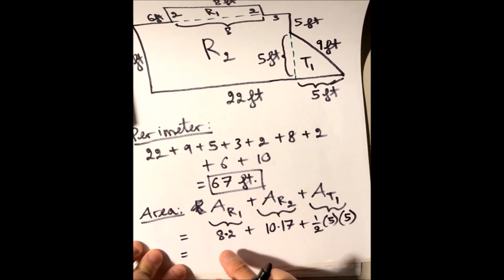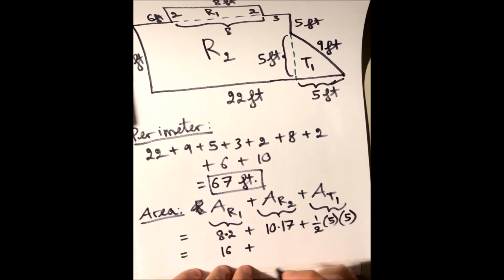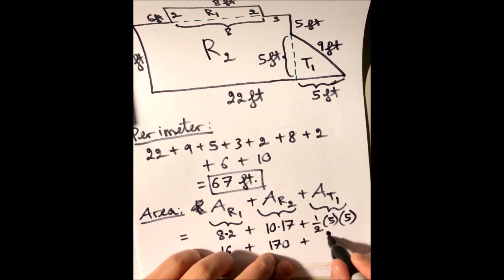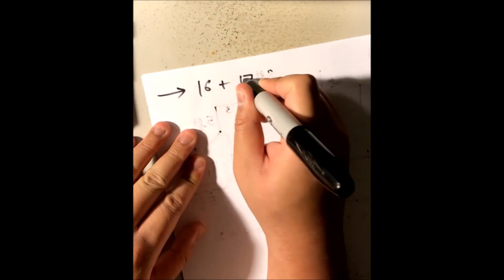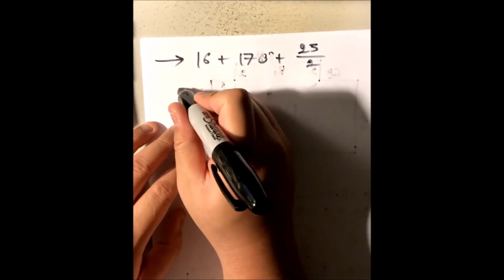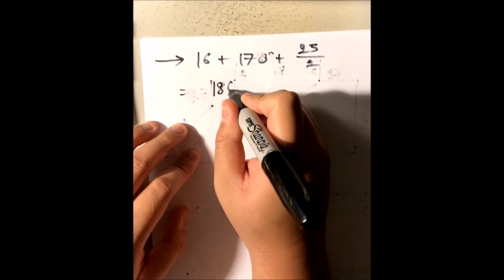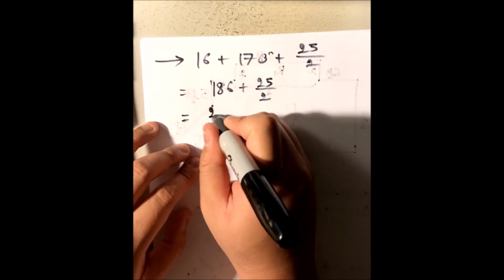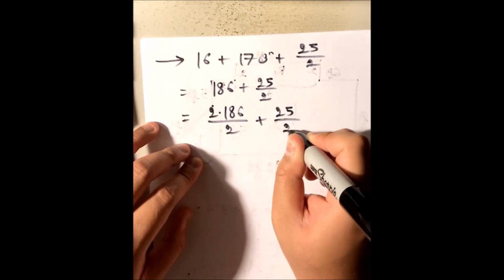Okay, we have, let's see, 8 times 2 is going to be 16, plus 10 times 17 is going to be 170. 1/2 times 5 times 5 is going to be 25 over 2. So we have 16 plus 170 plus 25 over 2. 16 plus 170 is going to be 186 plus 25 over 2. Finding the common denominator, this is going to be 2 times 186 divided by 2 plus 25 divided by 2.